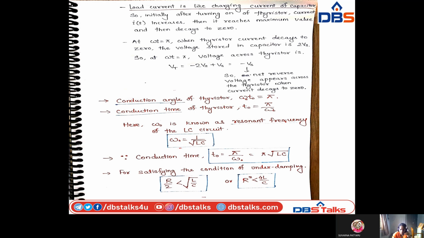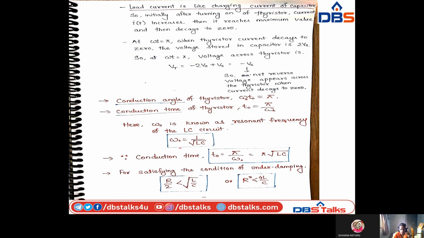The conduction angle of the thyristor, omega t, is pi. So at pi the current comes to 0. So conduction time of the thyristor T0 equals pi by omega. Here omega naught is known as the resonant frequency of the LC circuit, equal to 1 by root LC. So conduction time T0 equals pi by omega, where omega equals 1 by root LC, that means pi root LC.